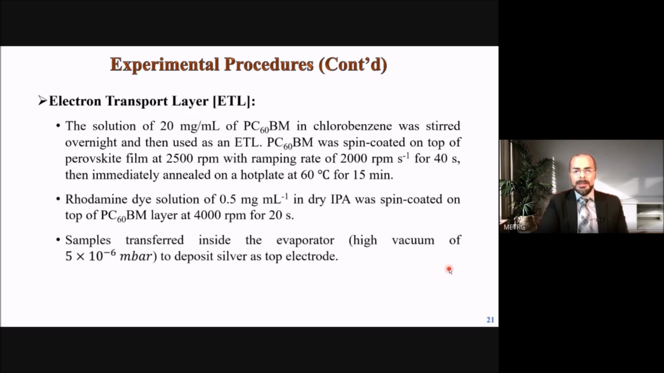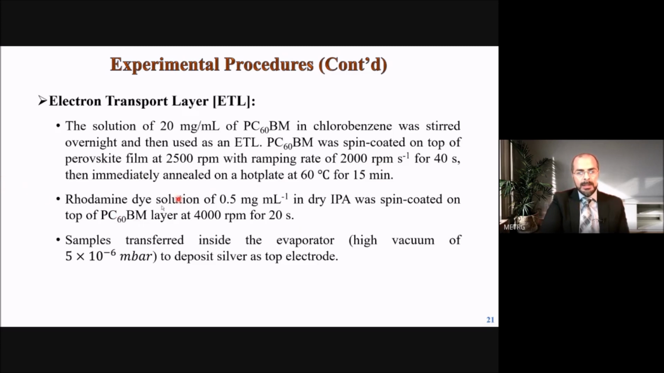Now it's time to fabricate the ETL, the electron transport layer. A solution of 20 milligrams of the organic material, PCBM, in chlorobenzene was stirred overnight and used in this step with the spin coating technique again at an angular speed of 2500 RPM with a ramping of 2000 RPM per second for 40 seconds. Also, we added rhodamine dye to the solution. Rhodamine has a good effect on the layers, so it enhanced the performance and the crystallinity of these films.